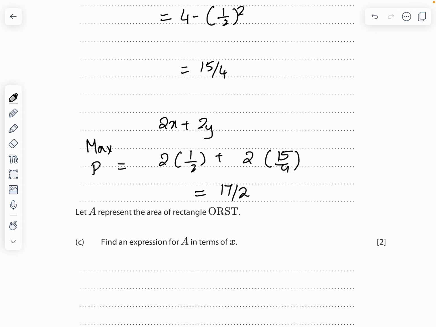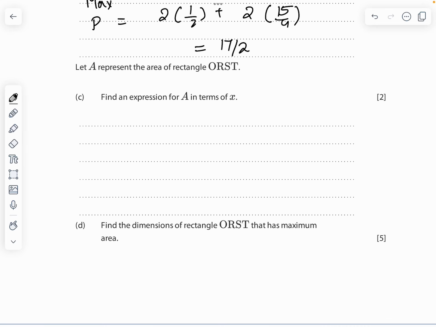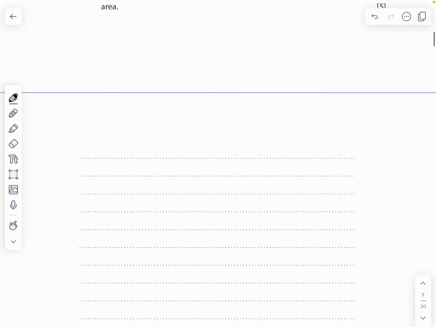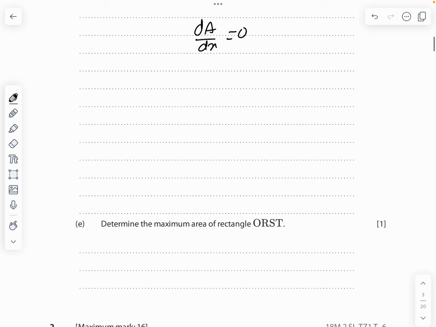Next question, let A represent the area of the rectangle ORST. Find an expression of A in terms of x. So area equals xy, which is x times 4 minus x square, which is 4x minus x cube. Find the dimensions of the rectangle ORST that has maximum area. So dA upon dx should be equal to 4 minus 3x square. Now for maximum or minimum, the first derivative should be equal to 0. So 4 minus 3x square equals 0.